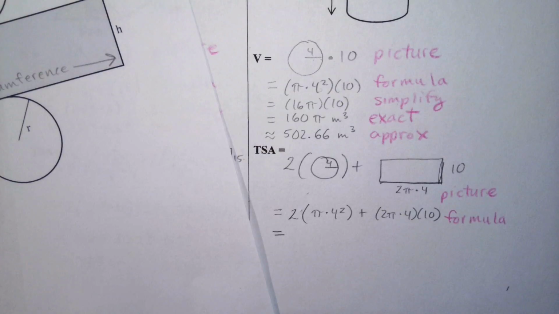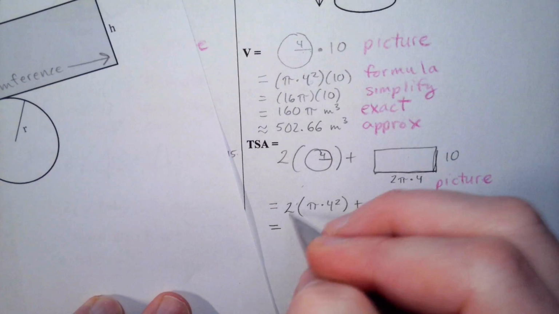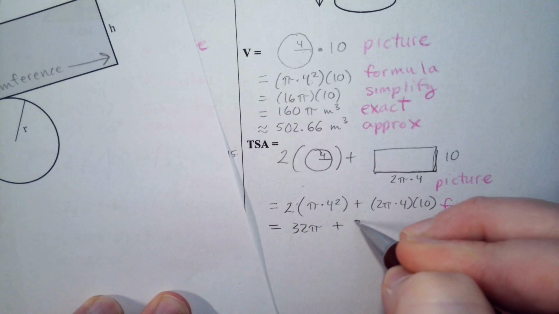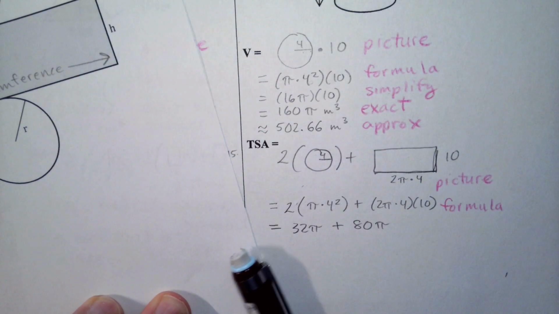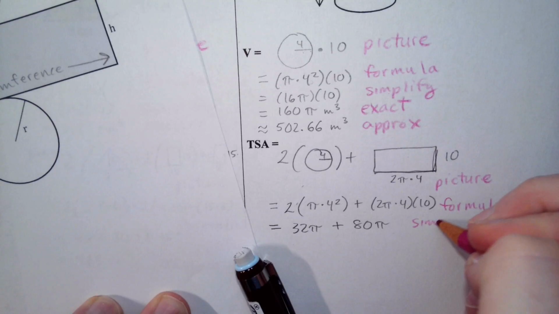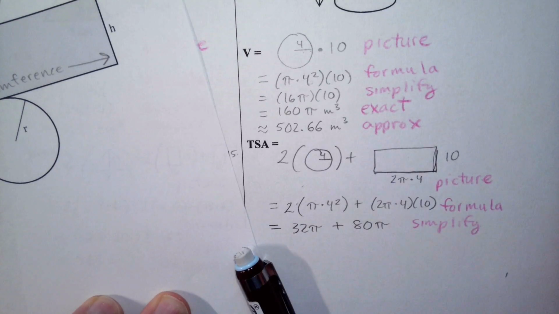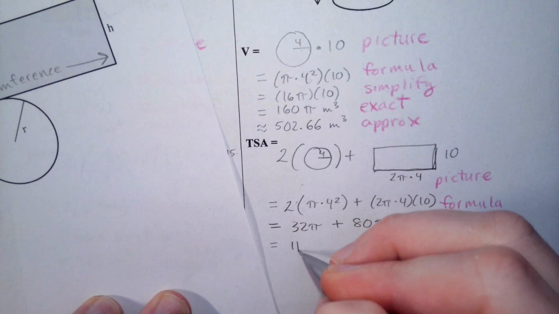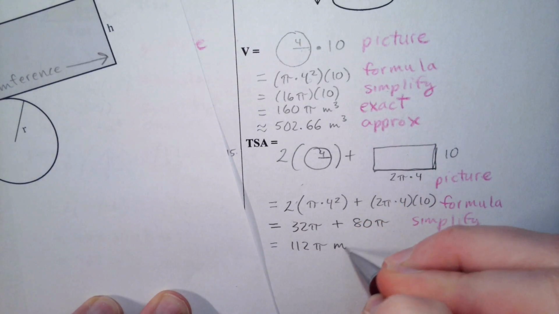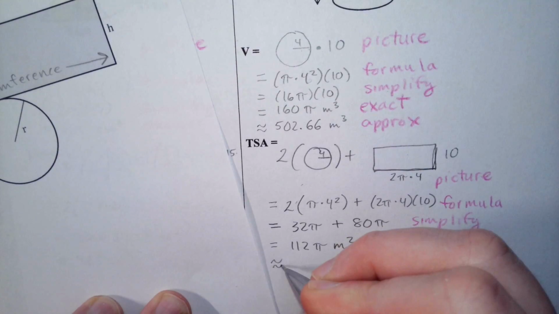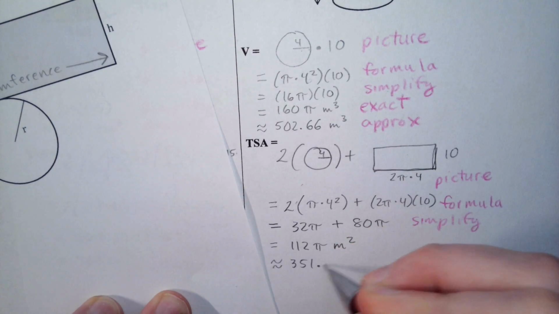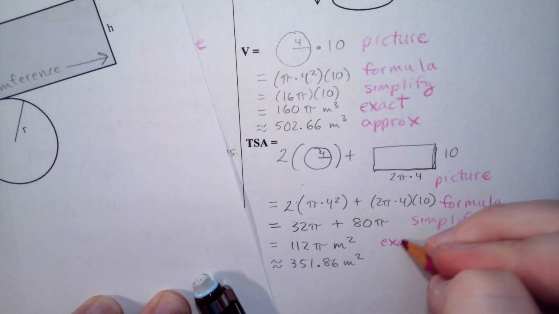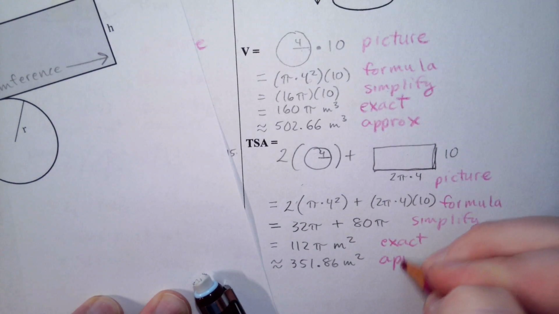Okay, next up, simplify. First part becomes 32 pi. Second part becomes 80 pi. So simplify step. Now let's get our exact and approximate. So 112 pi meters squared, and our approximate 351.86 meters squared. So exact and approximate.